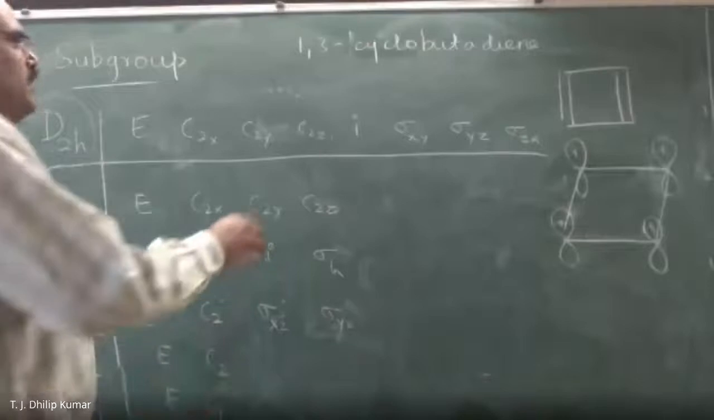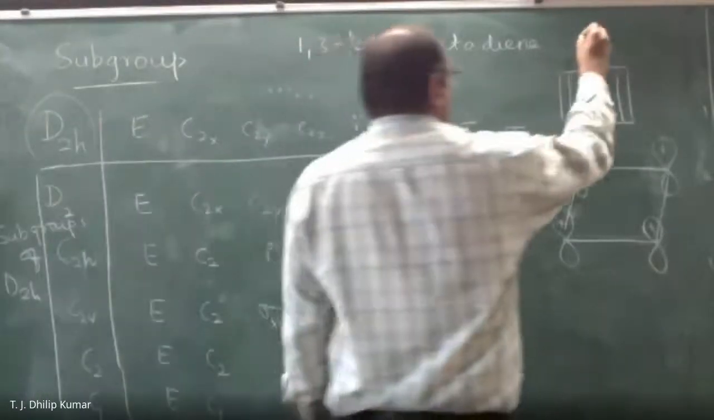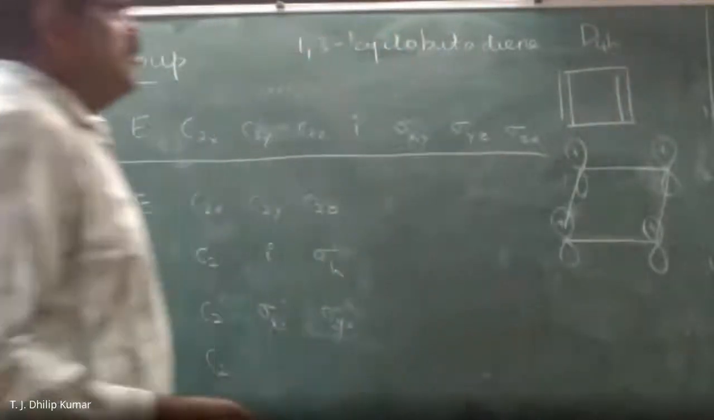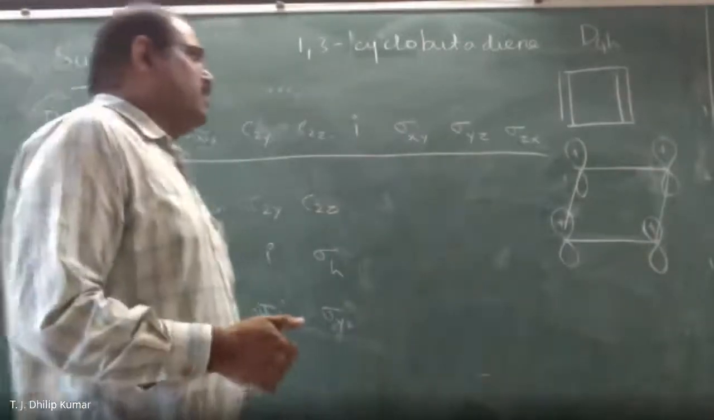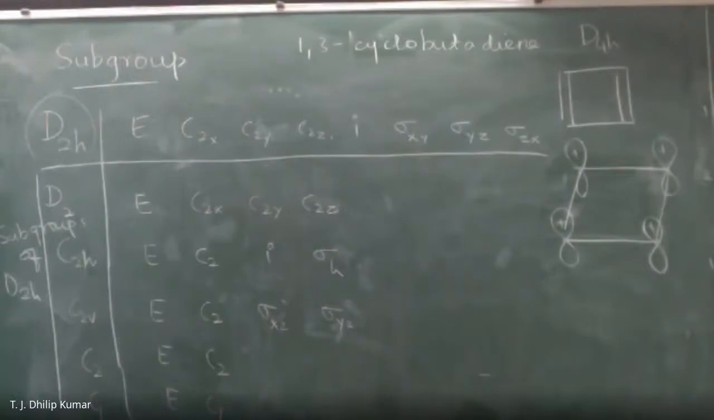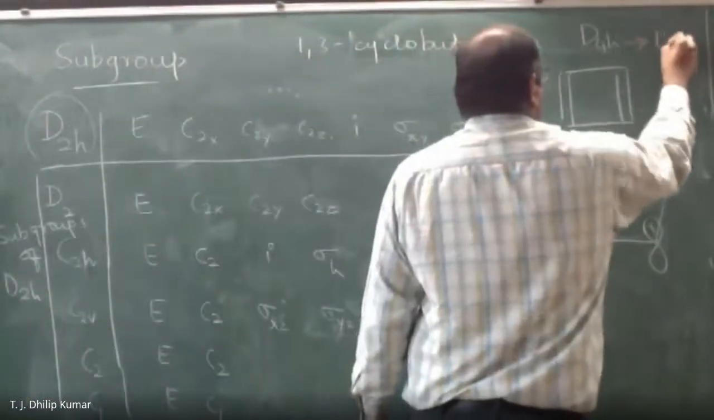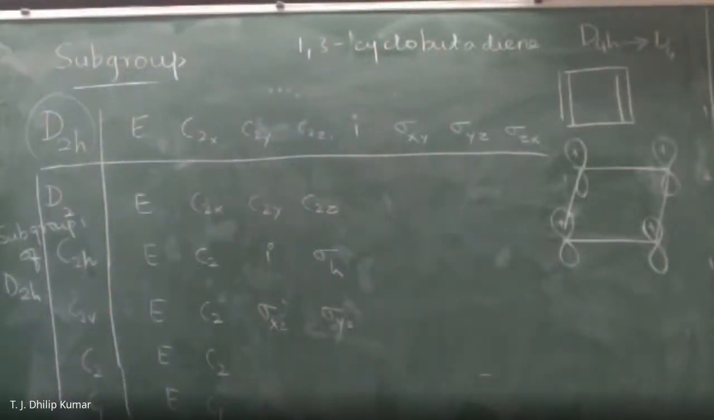Okay, if not, the example is say 1,3 cyclobutadiene, which is a D4H point group. But for our derivation, for our study of finding the symmetry of orbitals, instead of D4H we can use just the subgroup D4. That's what I'm saying. Instead of using the full group, one can use a subgroup for getting the symmetries.